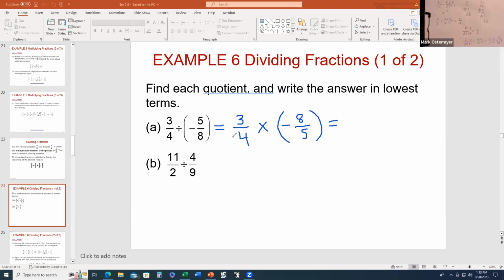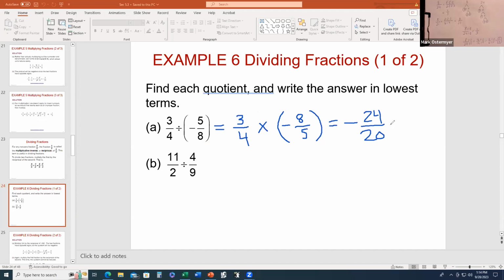Okay. What's a positive times a negative? A negative. If you're in the cross canceling, be my guess. If you're not in the cross canceling, what's 3 times 8? 24. What's 4 times 5? 20. Can we reduce this?